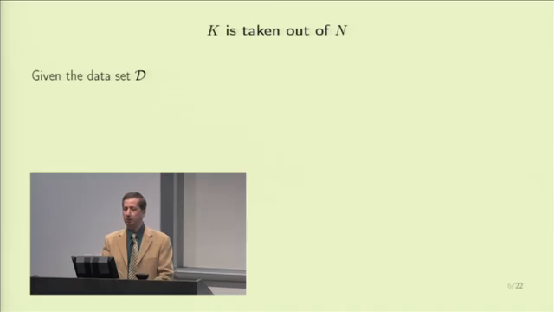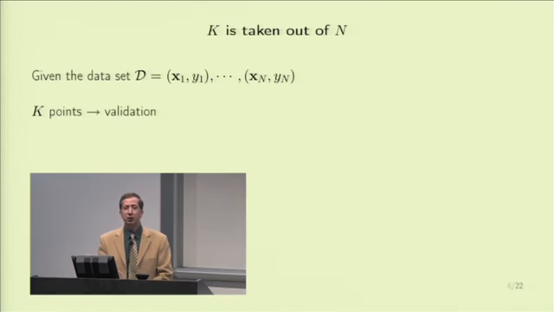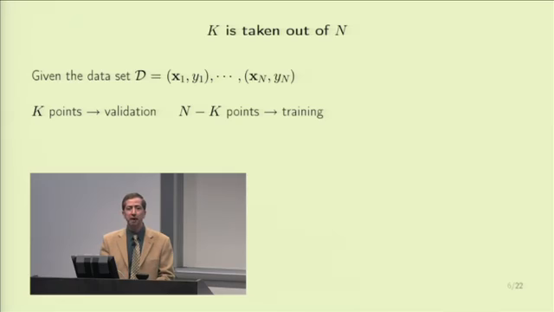So let's see the ramifications of this regime. K is taken out of N, so let's now have the notation. We are given a data set, script D, as we always called it, and it has capital N points. What do we do with it? We are going to take K points and use them for validation. You can take any K points as long as you don't look at the particular input and output. Let's say you pick K points at random from the N points. That will be a valid validation set for you. So I have the K points, and therefore I'm left with N minus K for training.